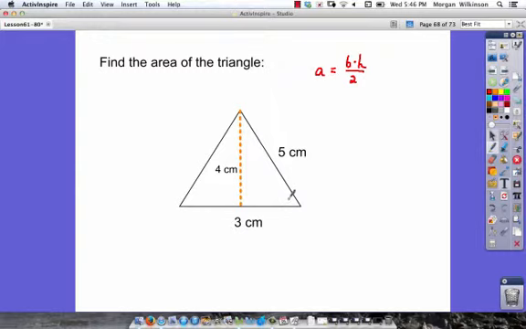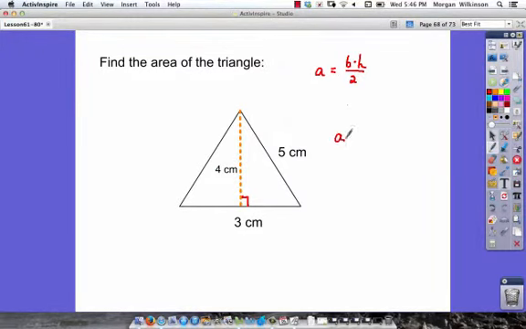So the base in this one and the height always connect at a right angle. So the base is going across horizontally and the height is going straight up and down. Obviously the orange dashed line isn't part of the triangle. Those are the black solid edges around the outside. The orange dashed line tells us that the height is 4 centimeters.